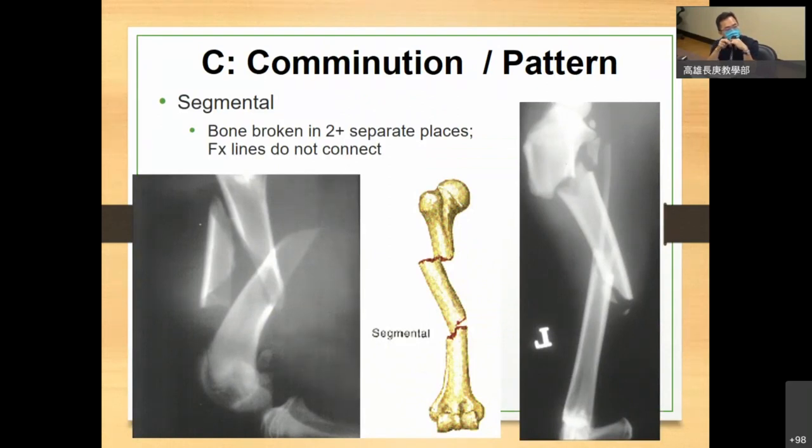The fracture lines do not contact, like in the picture over the center. That means it's more comminuted, and the injury force is greater than in a simple fracture, and it's also not easy to treat.